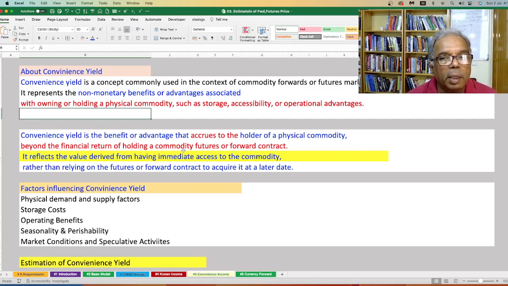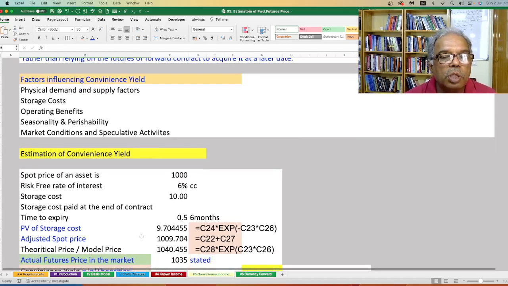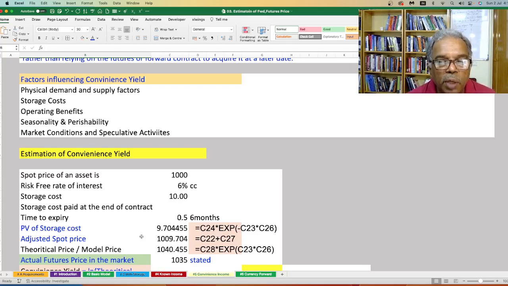So what could be the factors that are responsible for influencing the convenience yield? It could be physical demand and supply factors, storage costs, operating benefits, seasonality and perishability, and market conditions or speculative activities. So how do you estimate the convenience yield? Here we can use the cost of carry model as well as the market price of the commodity to estimate the convenience yield. Let's quickly go into what is the current price of the asset. Let's assume it is 1000.